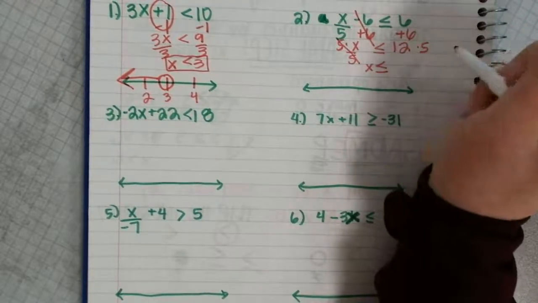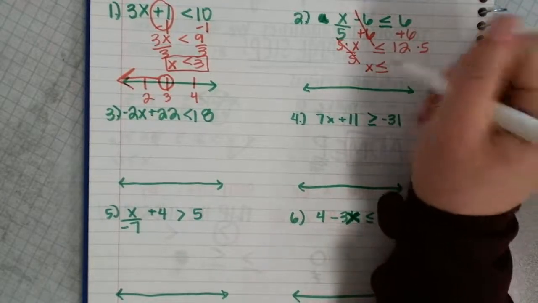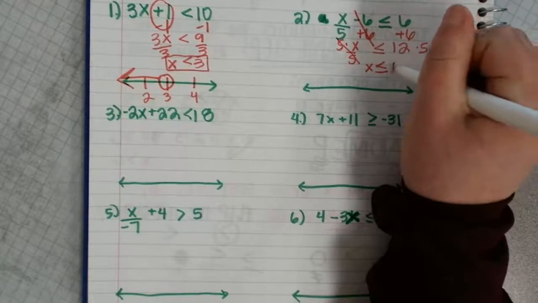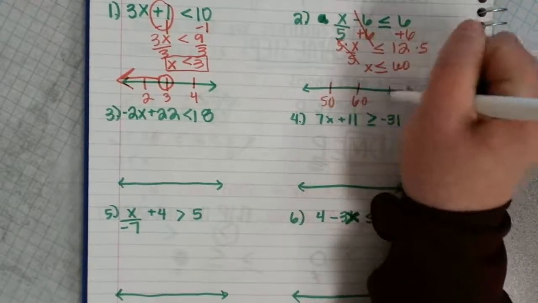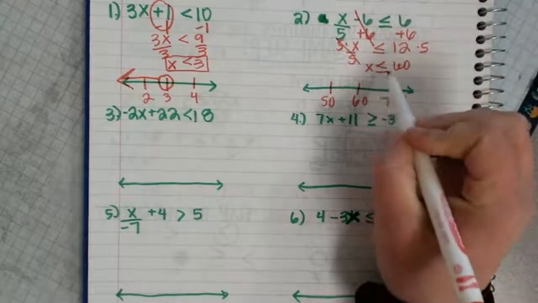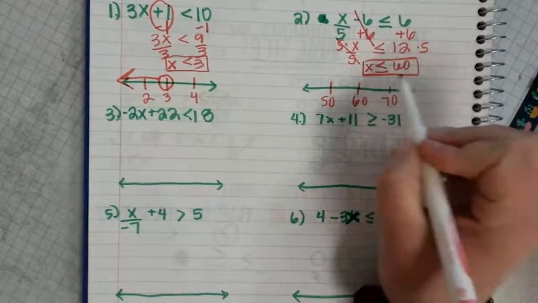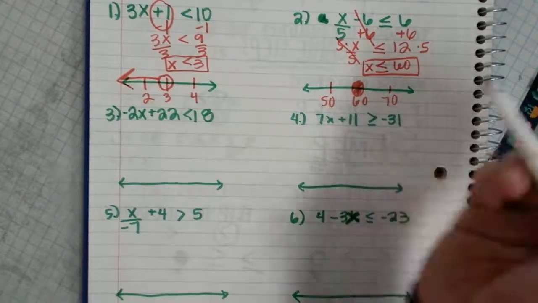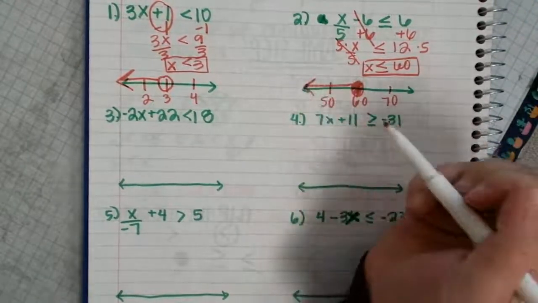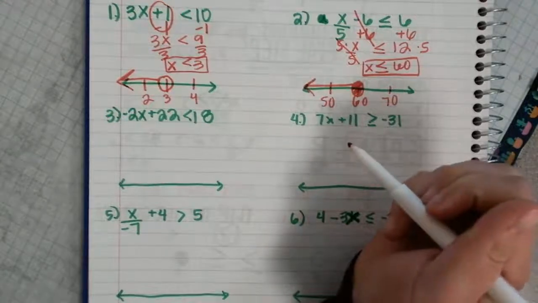It's a positive number, so I don't have to change my symbol at all. And 12 times 5 is 60. So 50, 60, 70. It says x is less than or equal to 60. So since it could be equal to 60, I'm going to color in that dot and go to the left because my sign points to the left.